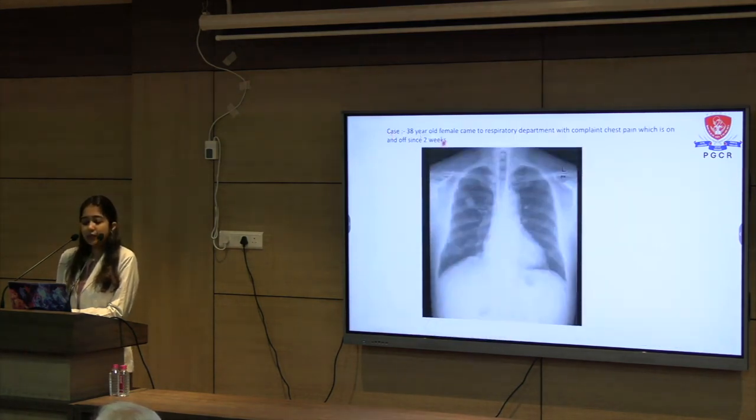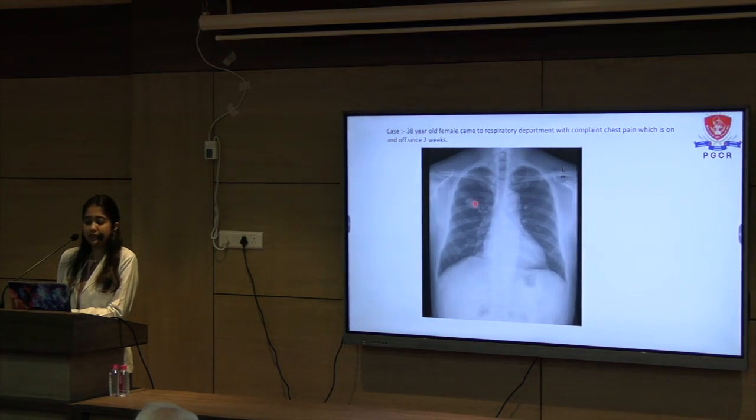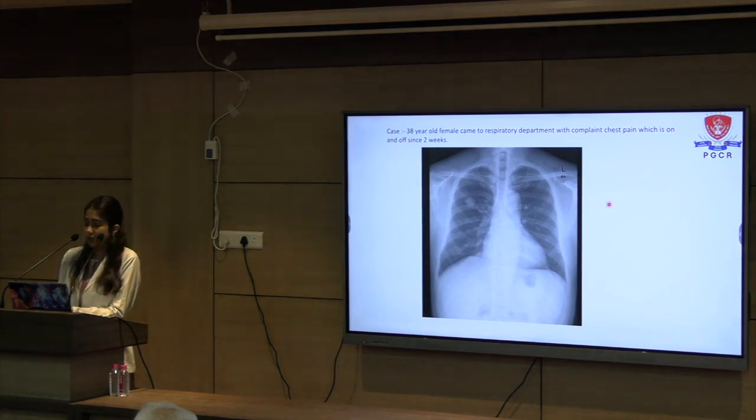Now this is a case of a 38-year-old female who came to the respiratory department with complaints of chest pain, on and off since 2 weeks. So what we can appreciate is a well-defined homogeneous opacity with smooth margins and no calcification in the right upper zone, with no other finding in the lung parenchyma. The size of the lesion is less than 3 centimeters, suggestive of a solitary pulmonary nodule. Whenever we see a solitary pulmonary nodule, the basic differentials are tuberculoma, hamartoma, a metastatic lesion, a hydatid cyst or arteriovenous malformation.